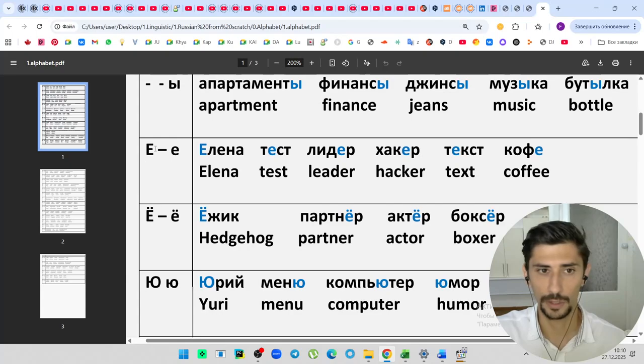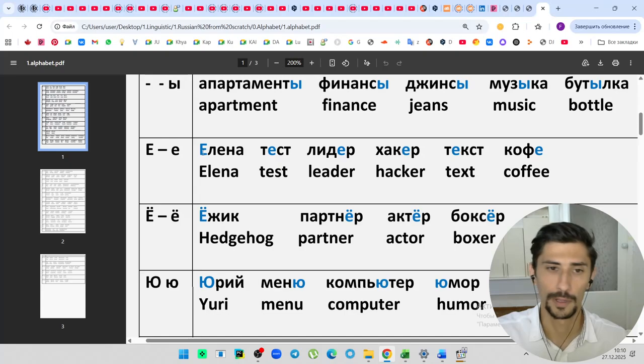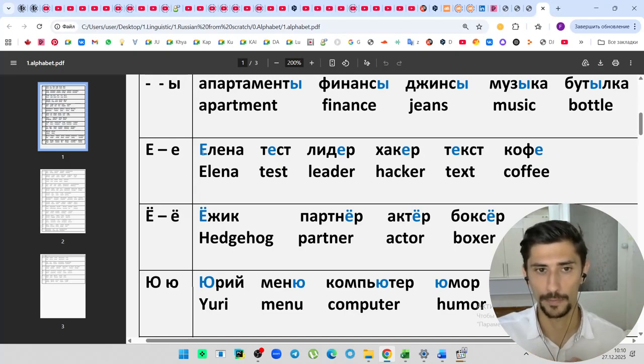Next letter: sometimes it's pronounced like yeah, like in yes or yet, and sometimes like eh. If this letter is at the beginning of the word, it's pronounced like yeah. For example, Yelena. It's not Elena, it's Yelena. But in the next word it's pronounced like eh. Test. Лидер. Hacker. This letter is H. Ha ha ha. Hacker.